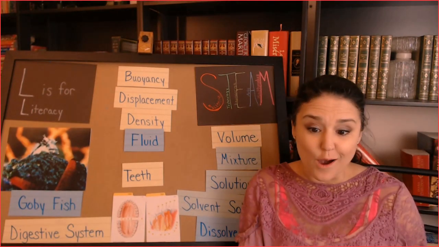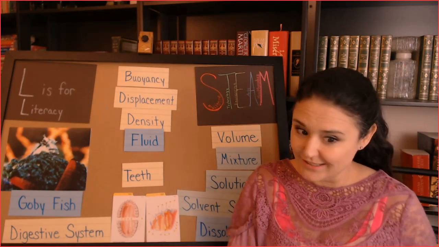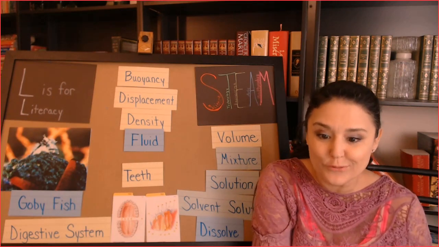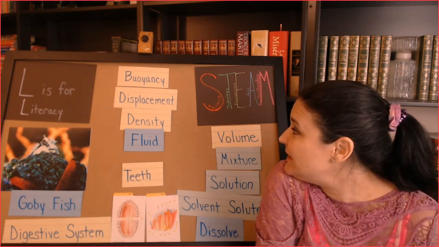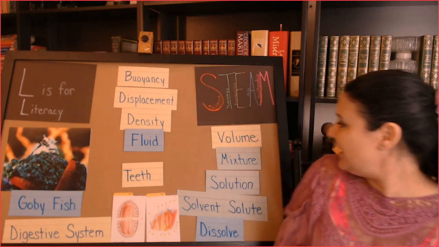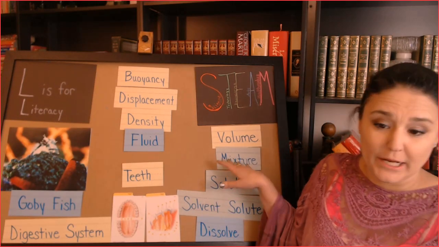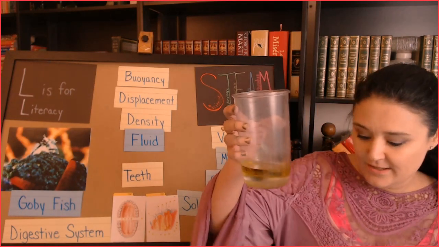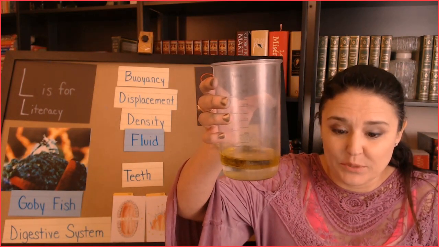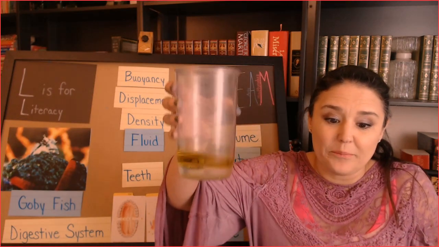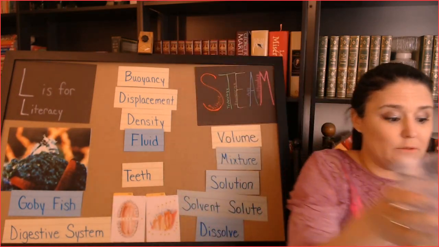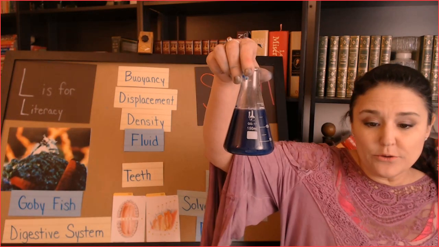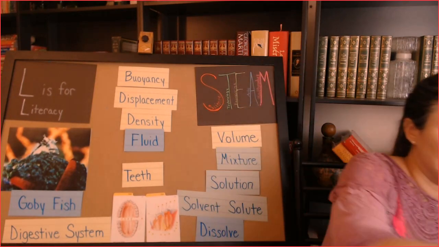Okay, we talked about fluids, and we talked about different properties of fluids like buoyancy, displacement, density, volume. We made some mixtures. This is a kind of mixture called an emulsion because you can mix it up, but it won't really mix. The molecules stay separate. And we made solutions where you can't see the separate bits anymore.